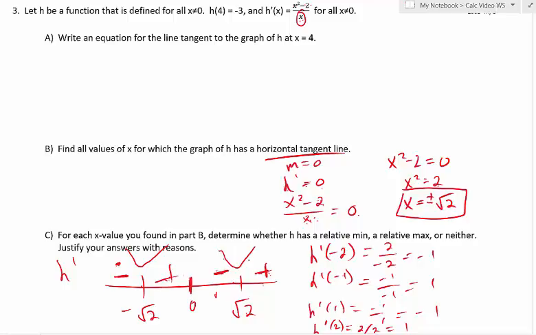I don't really have enough room to write it, but if I did, I would say that x equals negative square root of 2 yields a minimum, and x equals positive square root of 2 yields a minimum, because at each of those points, h prime changes from a negative value to a positive value.